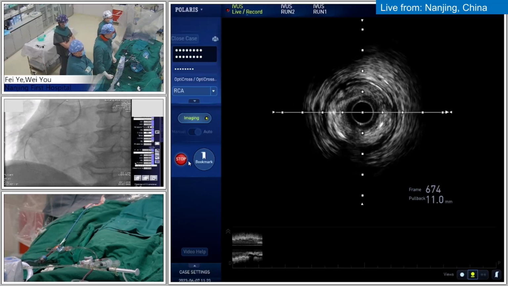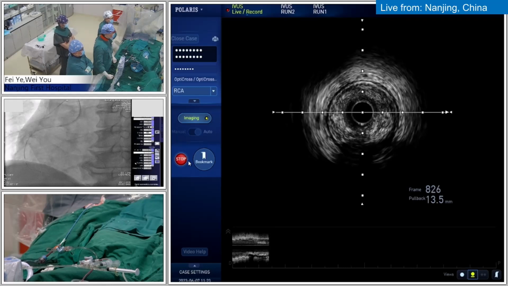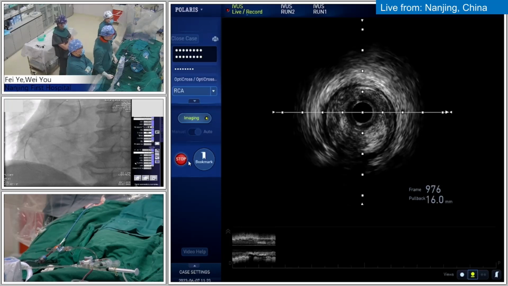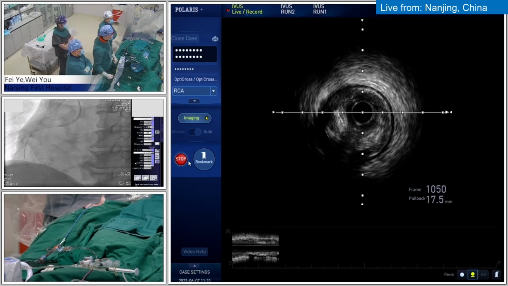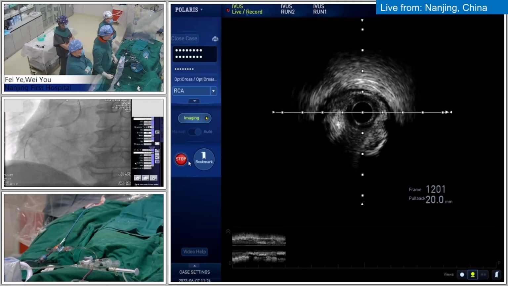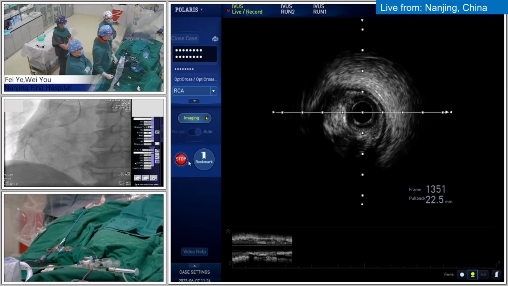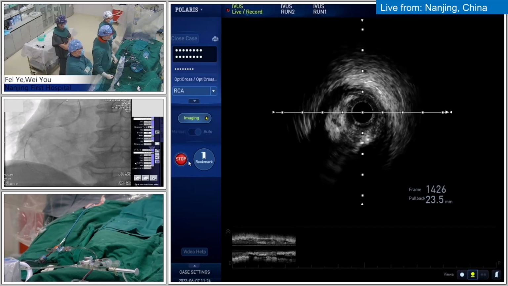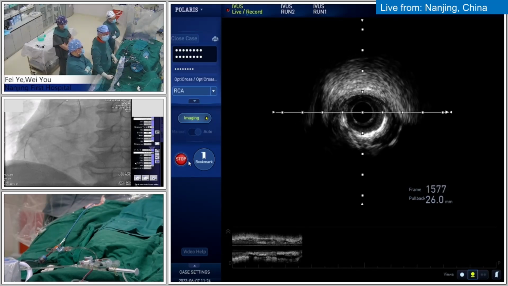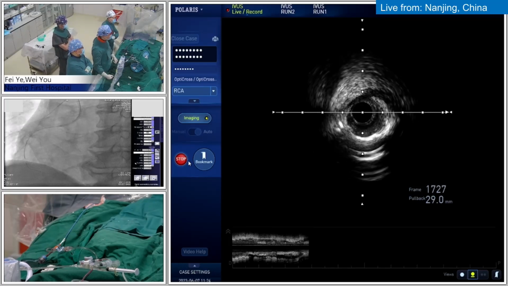Here the lumen is very small. Reference diameter more than 3, right? 3.5. Yeah, 3.5. Here you can find the calcium. Okay, here comes the calcification. The calcification angle is about 180 degrees. 180, okay.